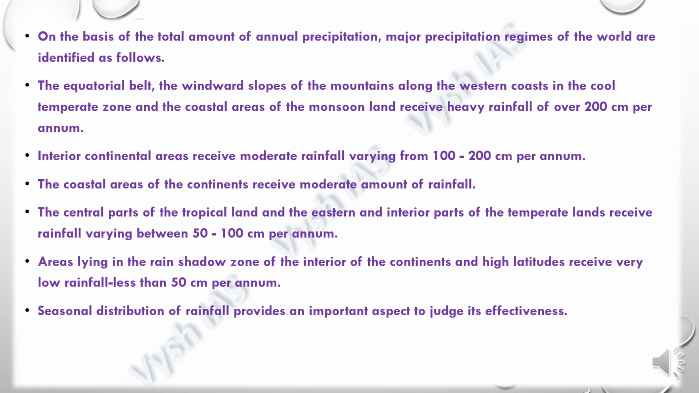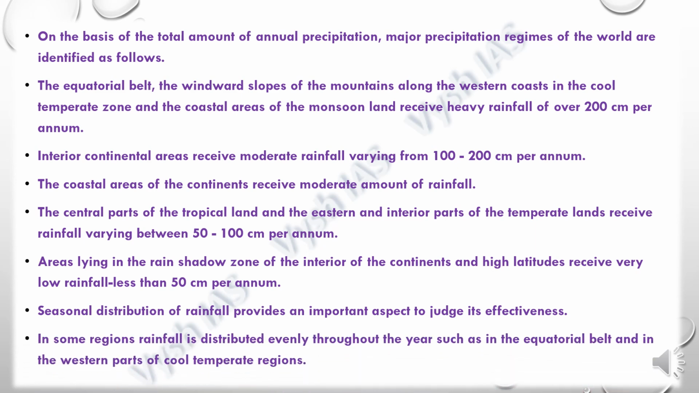Also, seasonal distribution of rainfall provides an important aspect to judge its effectiveness. In some regions, rainfall is distributed evenly throughout the year, such as the equatorial belt and the western parts of cool temperate regions.